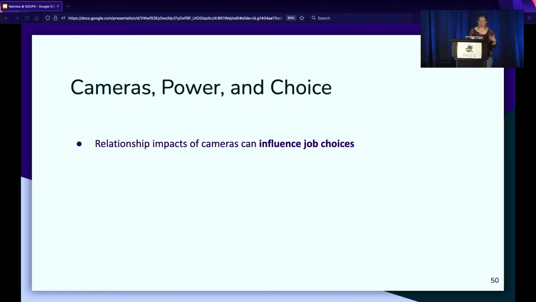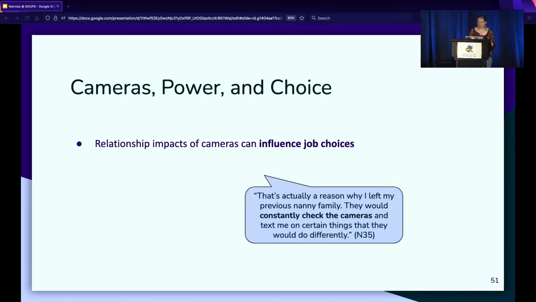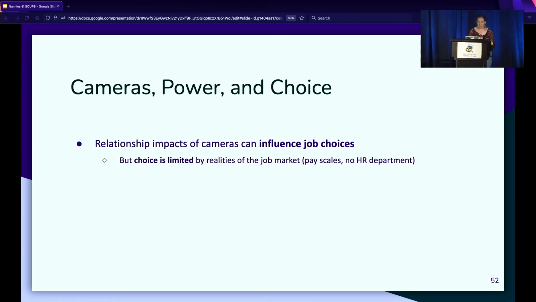Participants described how the potential impacts of cameras could influence whether they would accept a job or even whether they might quit a job they had. For example, if employers were micromanaging via camera or if they found a hidden camera. So Nanny 35 said, that's actually a reason why I left my previous nanny family. They would constantly check the cameras and text me. However, these kind of concerns would usually have limited weight in a nanny's job choices due to the socioeconomic realities of the job market.